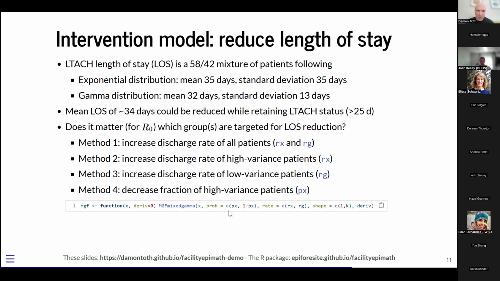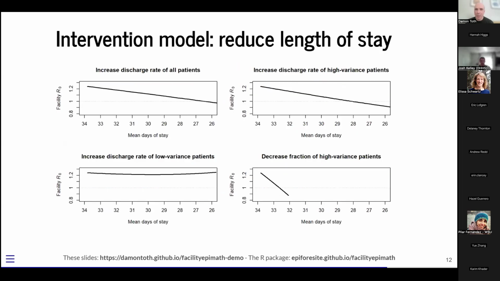And then this shows the code of how you redefine the MGF component of the distribution, which is the same code that we showed before, but just showing again that these four parameters fit into the mixed gamma distribution like this. So you just have to recall that this MGF function and put it into the R naught calculation and see how it comes out. So we got some real interesting results from this.